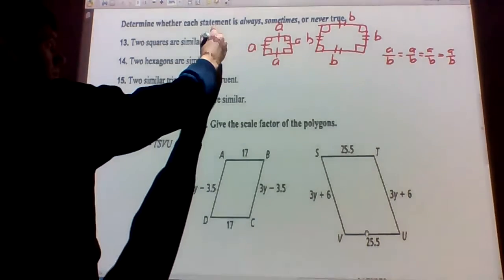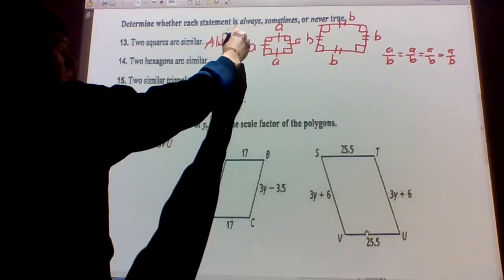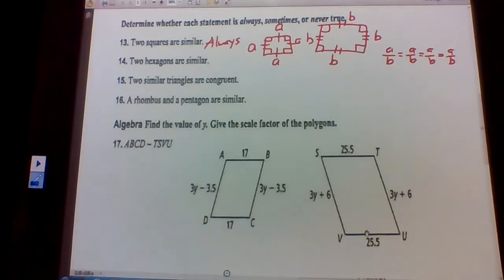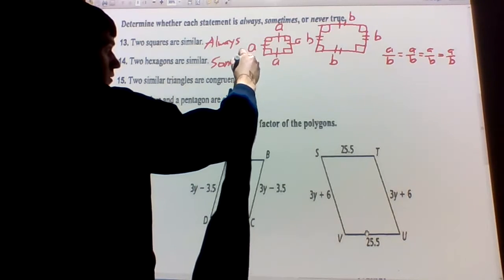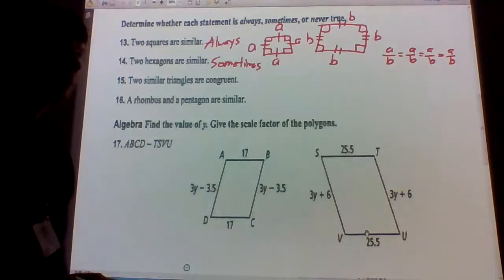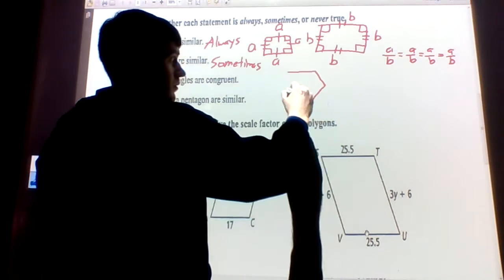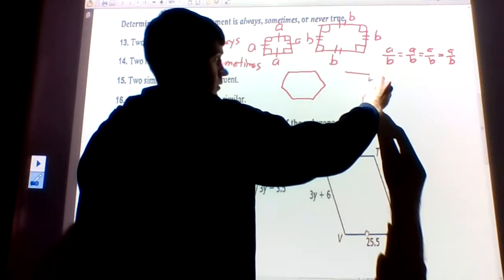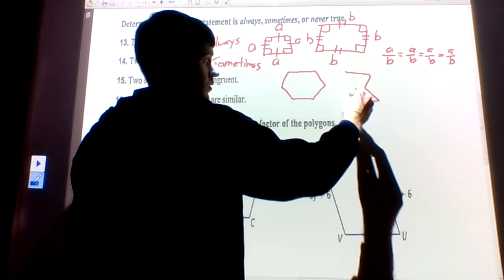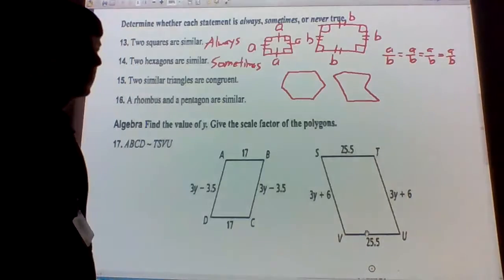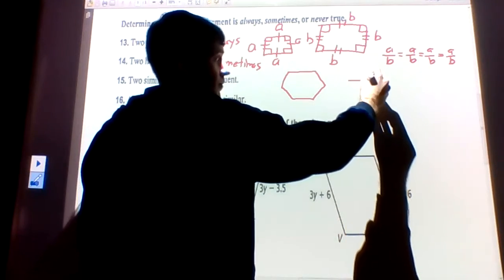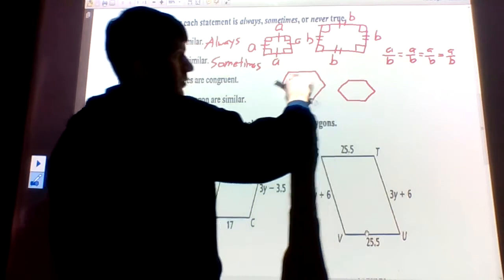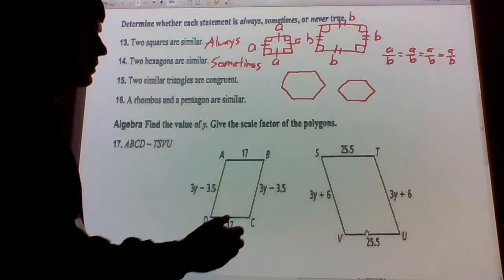So this one is always. Okay, they're always going to be similar. Okay, two hexagons. That one's going to be sometimes. You could have a regular hexagon, and you could have an irregular hexagon. Right? Those are two hexagons, they're not similar. But we could have another regular one where all the angles are the same. So, sometimes.